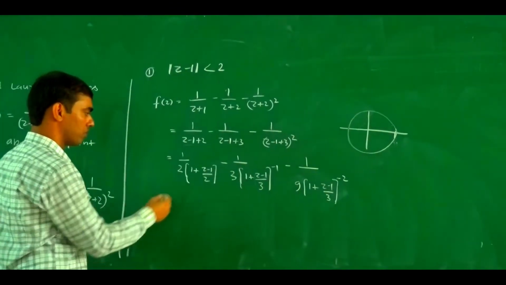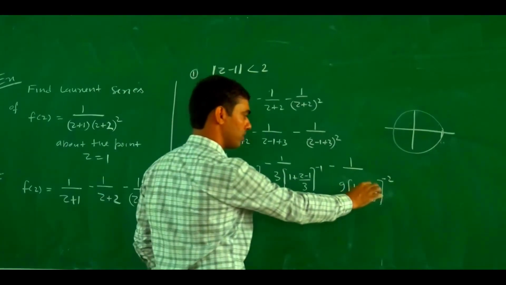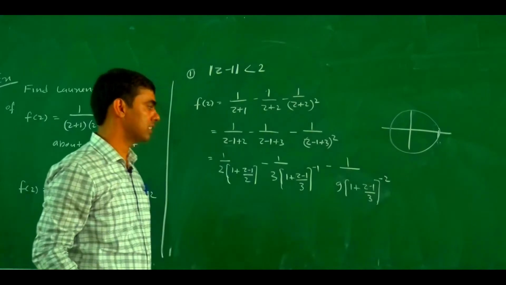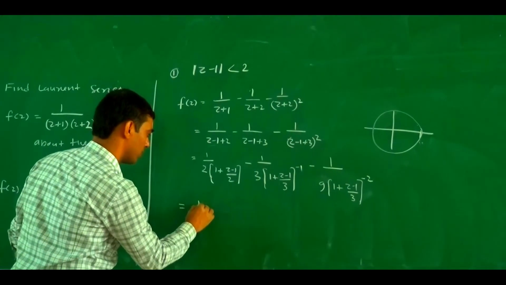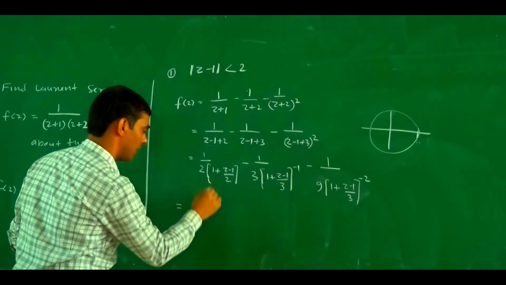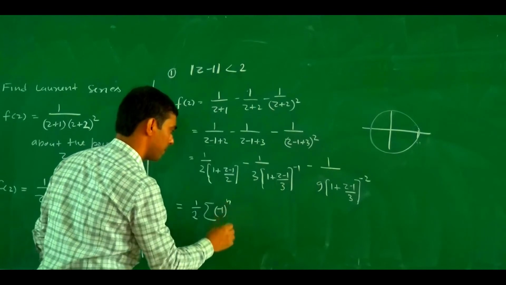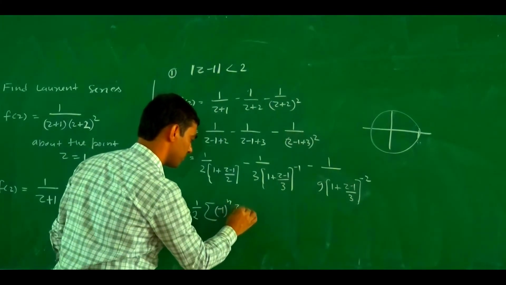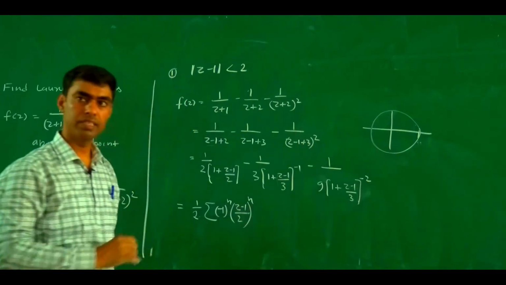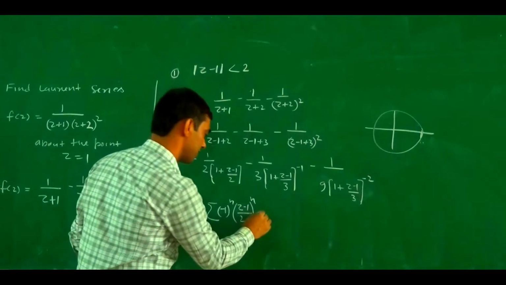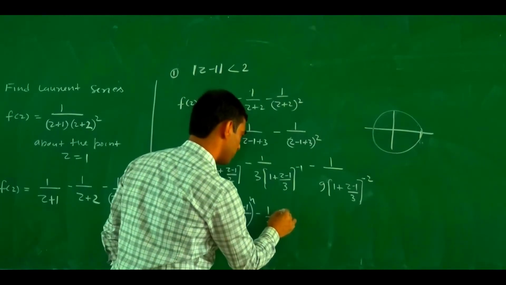So now mod of z minus 1 by 2 is less than 1, mod of z minus 1 by 3 is less than 1. So what is the value for this one? 1 upon twice, and this one is a summation, minus 1 to power n, z minus 1 by 2 to power n. This one is your first term. Second term is what? Minus 1 by 3, and this becomes what?